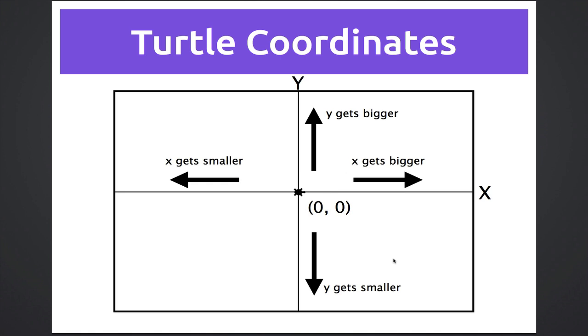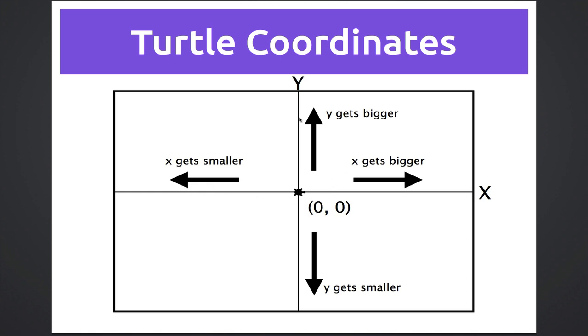Before we go any further, let's talk about coordinates. You've probably seen this in math class, but even if you haven't, don't worry, it's not too complicated. If you imagine that this big rectangle is the turtle window, and here's the turtle here in the center, then every spot on the screen where the turtle can be can be described by two numbers called its coordinates. The first number, which is called x, is where the turtle is horizontally, to the left or right. As that x number gets bigger, the turtle moves to the right. As that x number gets smaller, the turtle moves to the left.